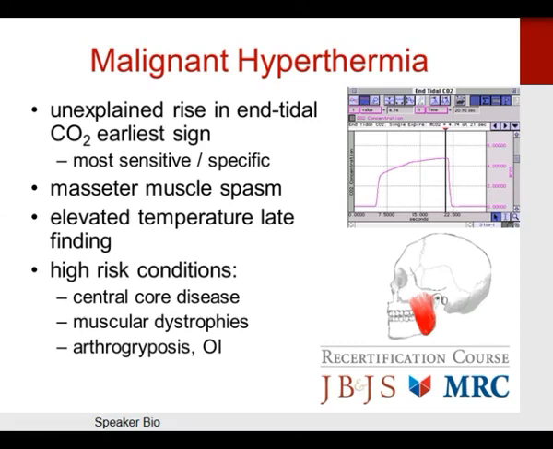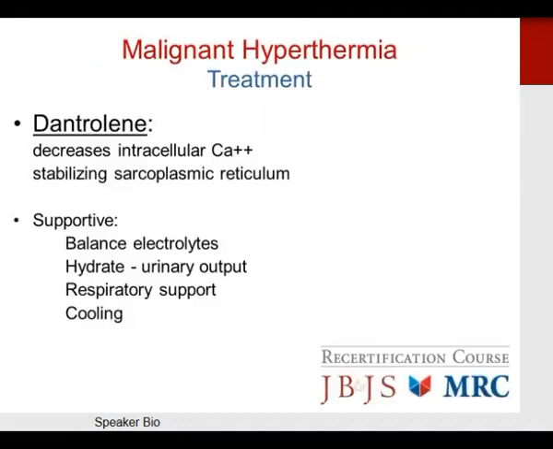Some patients are at high risk for this, such as those with central core disease, those with muscular dystrophies, and other conditions such as arthrogryposis or osteogenesis imperfecta. The number one treatment is going to be dantrolene, which decreases intracellular calcium. That stabilizes the sarcoplasmic reticulum.